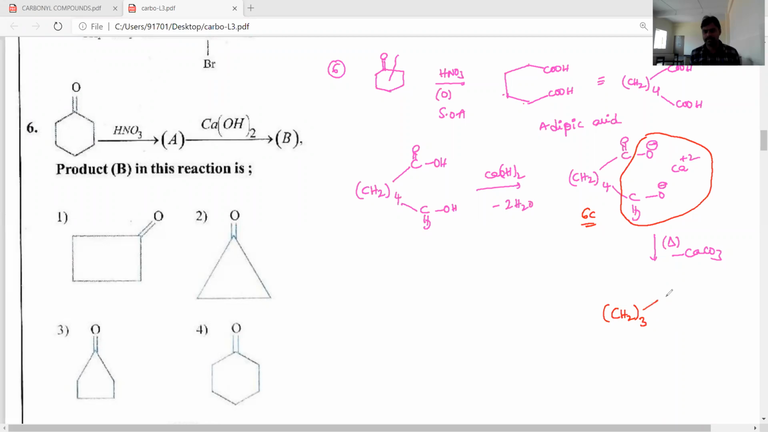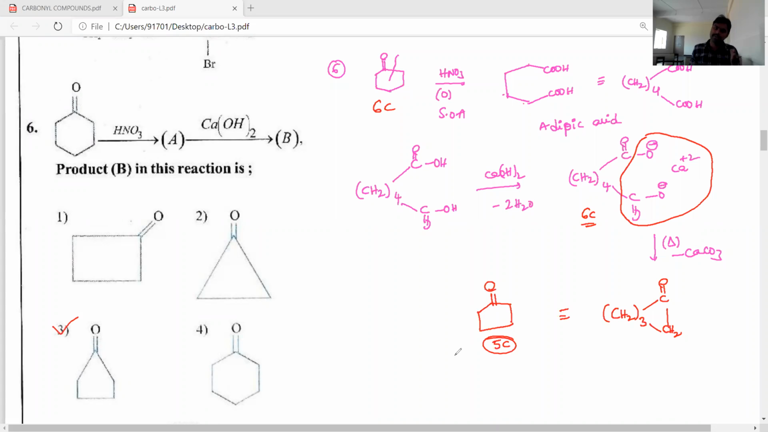Here the C double bond O bond CH2 group will form. A total of 5 carbons containing cyclic ketone we will get. Cyclopentanone is the product, so the answer is the third option. What is this conversion, dear students? Cyclohexanone, a 6-carbon cyclic ketone, is converted into a 5-carbon cyclic ketone.